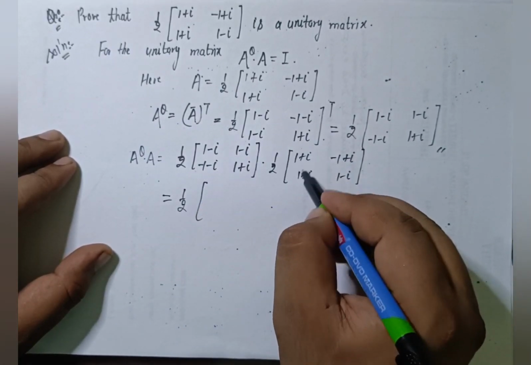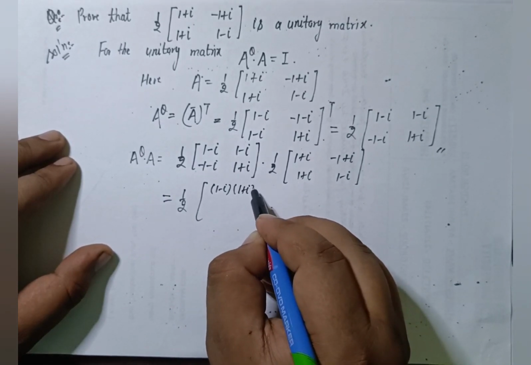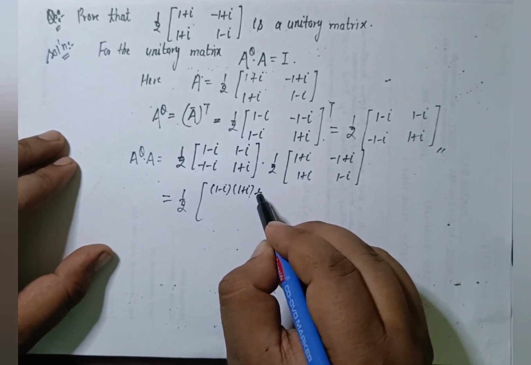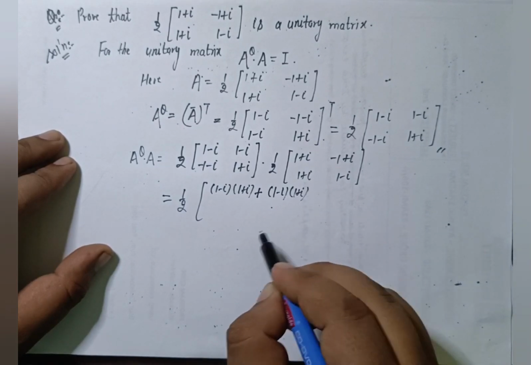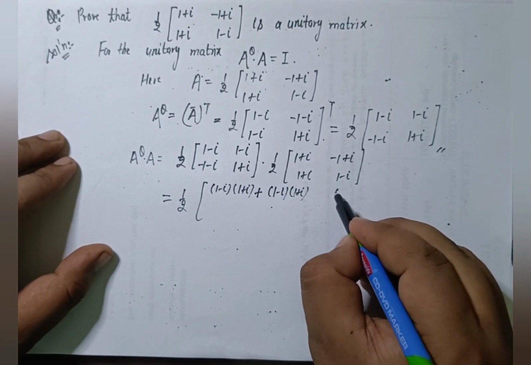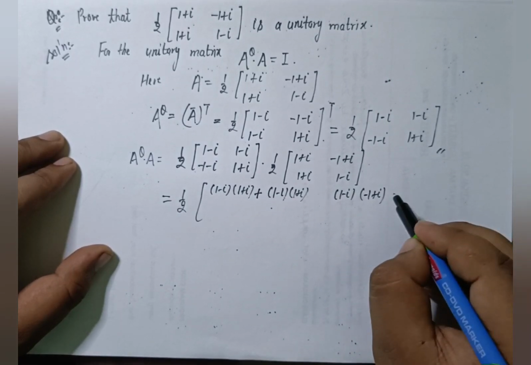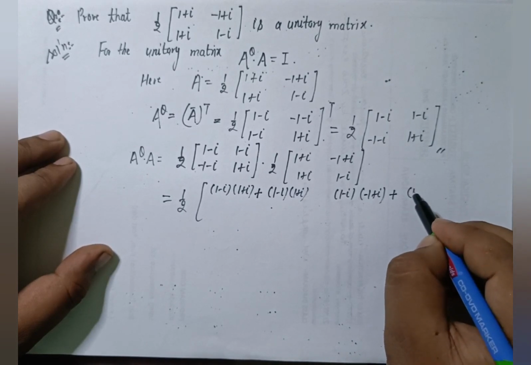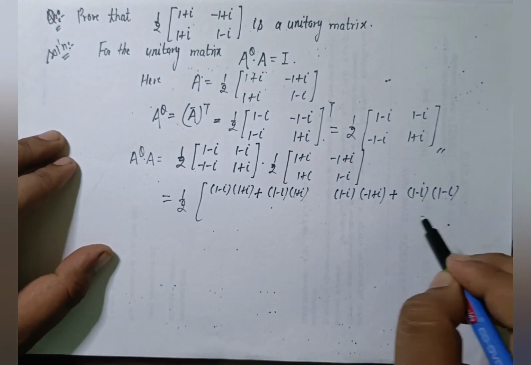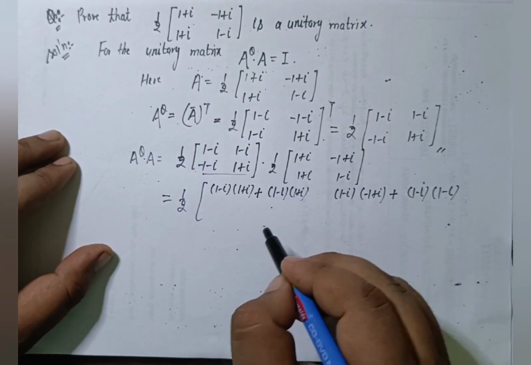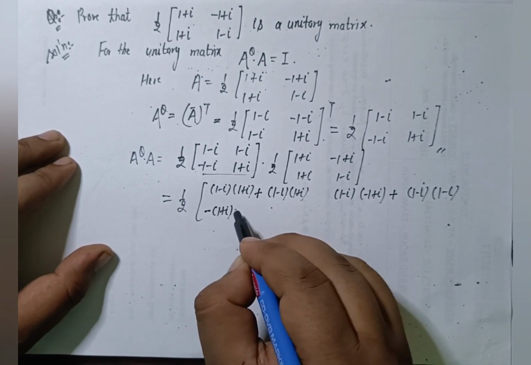So first row multiplied by first column: 1 minus iota into 1 plus iota, plus 1 minus iota and 1 plus iota. It is the first row and second column: 1 minus iota and minus 1 plus iota, and then plus 1 minus iota and 1 minus iota. Similarly, the second row and the first column, that is minus 1 plus iota and 1 plus iota.